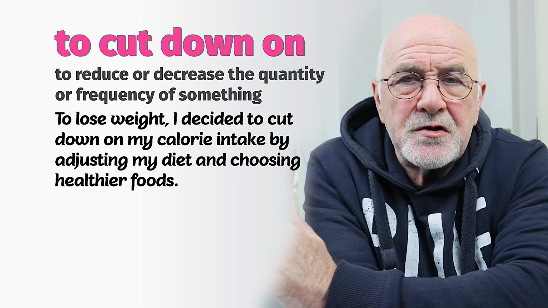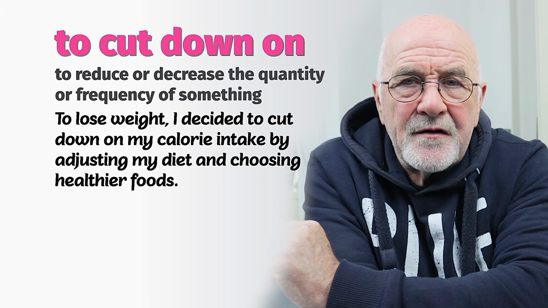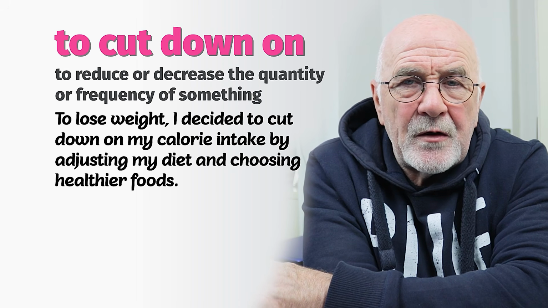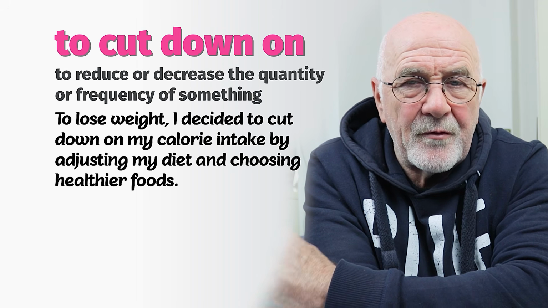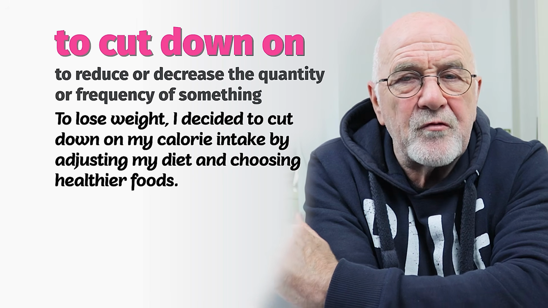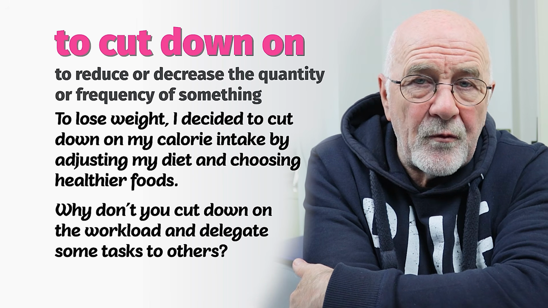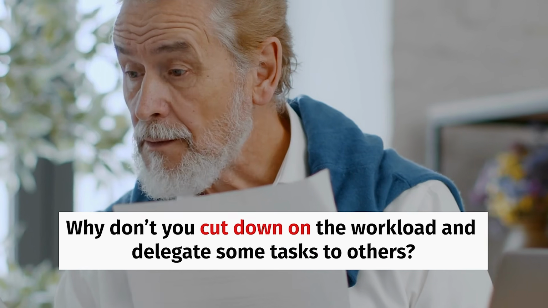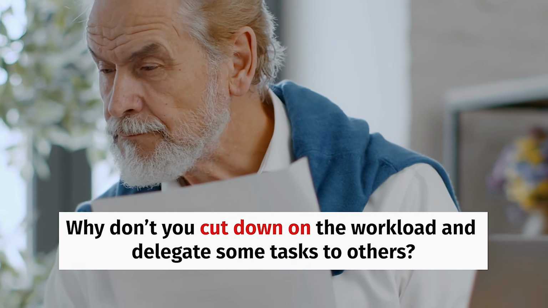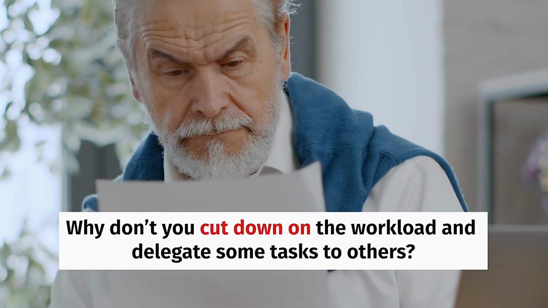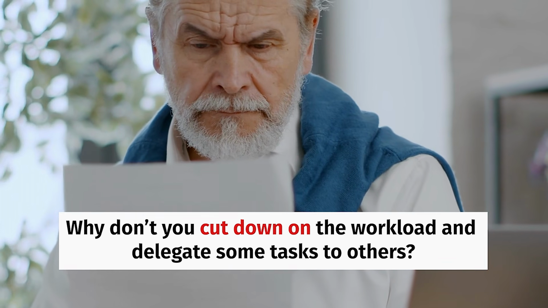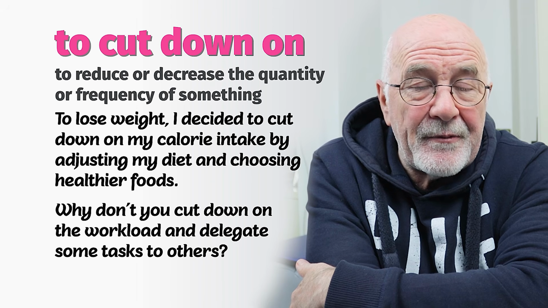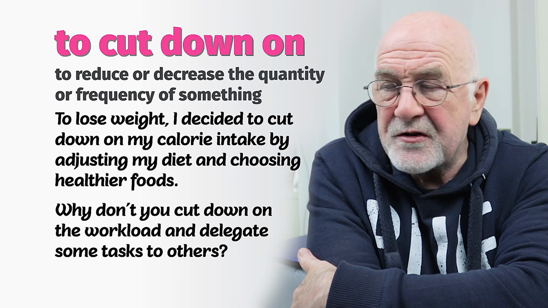So from 2 beers to 1 beer, from 2 slices of bread to 1 slice of bread, from 1 kilo of meat to a half a kilo of meat per week. Whatever it might be, we cut down on, we reduce. Okay. Now, if we're talking in a work sense, we can talk about cutting down on our workload. So perhaps we're getting to the stage where we're thinking of retiring or taking it a little bit easier. So somebody might say, well, why don't you cut down on the workload? Why don't you delegate a little bit more? Why don't you spread the work to some other people? Okay, so to cut down on something.